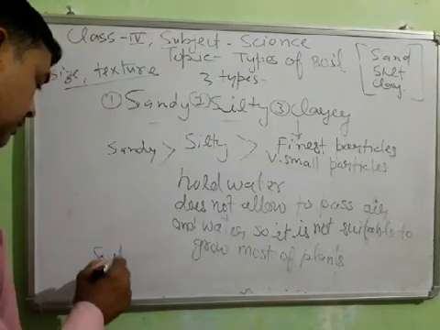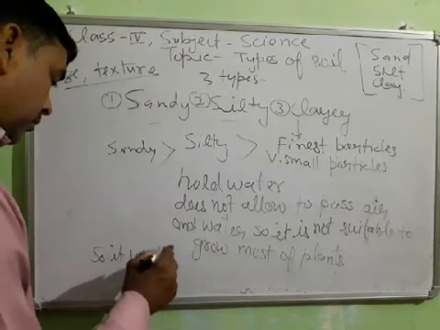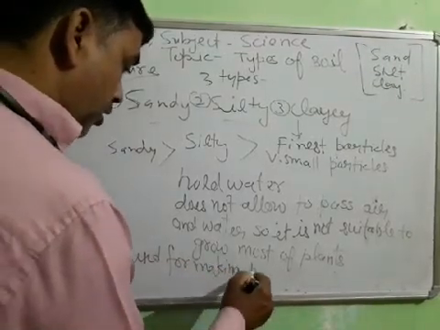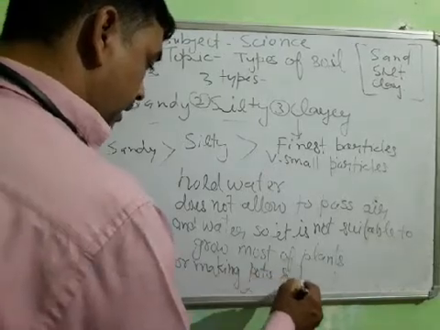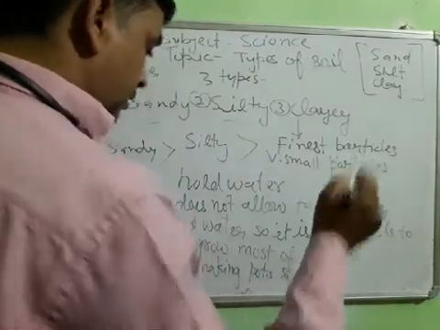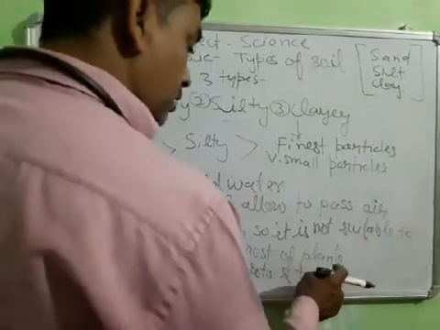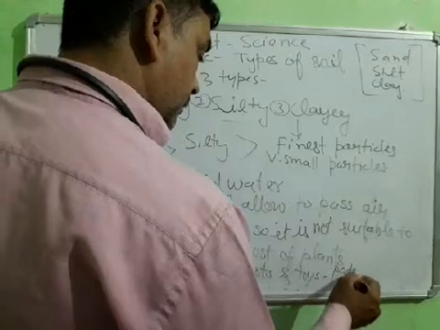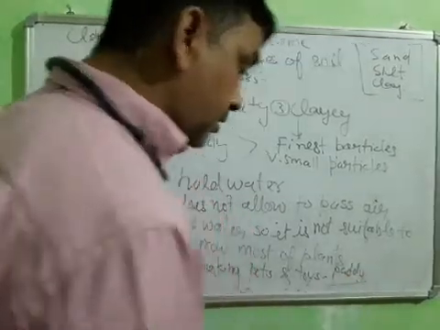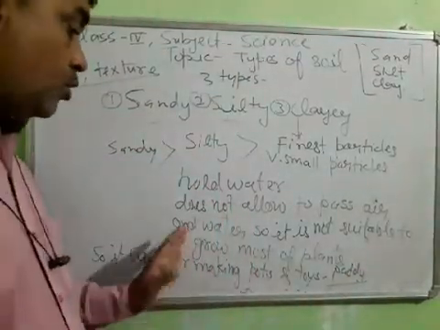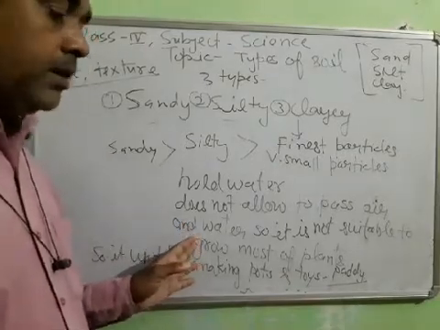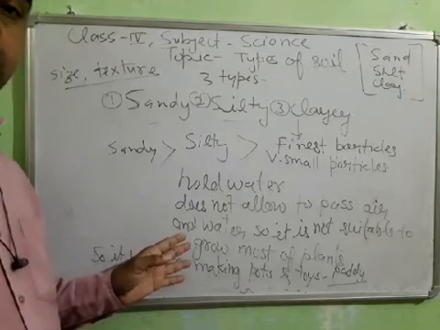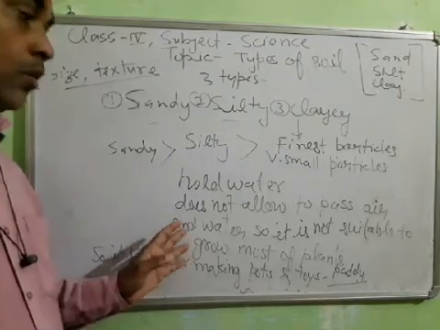So it is used for making pots and toys, and it is useful for growing paddy, meaning the rice plant. Paddy can grow because it holds more water. Paddy cereals require more water for good growing.